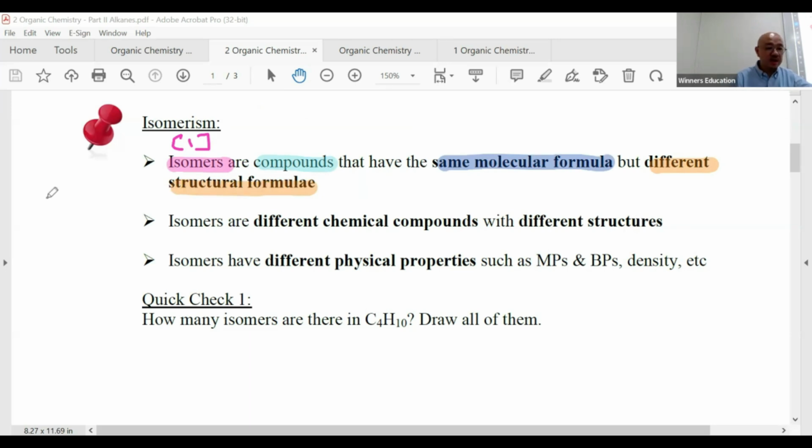One more mark, they ask you what is the similarity or differences between all these isomers. You already say the similarity, right? What is the similarity? The molecular formula. What is the difference? They have different structures. So basically, different structure means they are different compounds. And what else is different? Because they're different compounds, ladies and gentlemen, they have different physical properties.